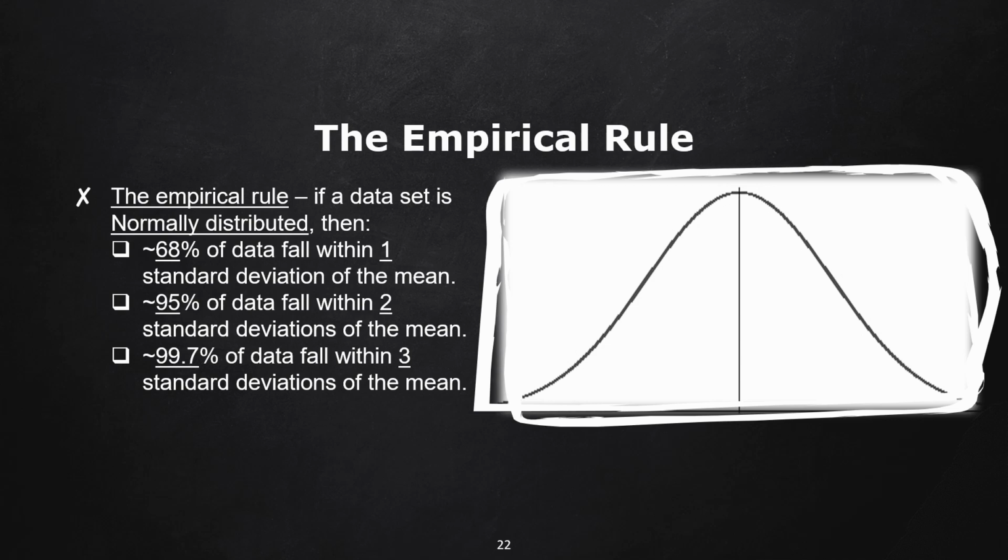So, if we have this kind of distribution, then about 68% of all data fall within one standard deviation of the mean. Then about 95% of data fall within 2 standard deviations from the mean. And about 99.7% of data fall within 3 standard deviations. So now what in the world does this all mean?